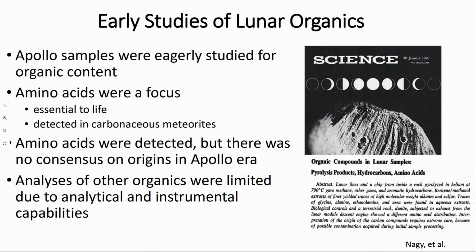So when the first Apollo samples were returned, understanding their organic content was a big question, and there were a lot of studies going on immediately. Included among these organic compounds of interest were amino acids. They were a focus because they're essential to life on Earth, so they're very interesting from an astrobiology point of view. They'd also been detected in carbonaceous meteorites, so they were known to be extraterrestrial compounds, and there were good analytical techniques available to detect them.